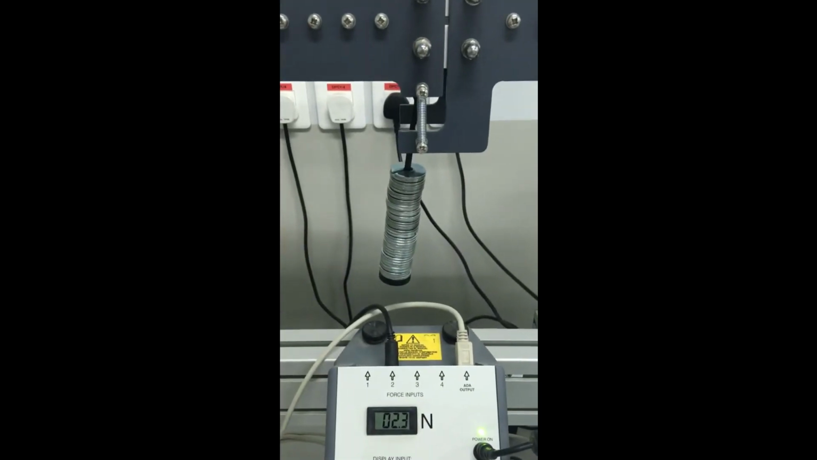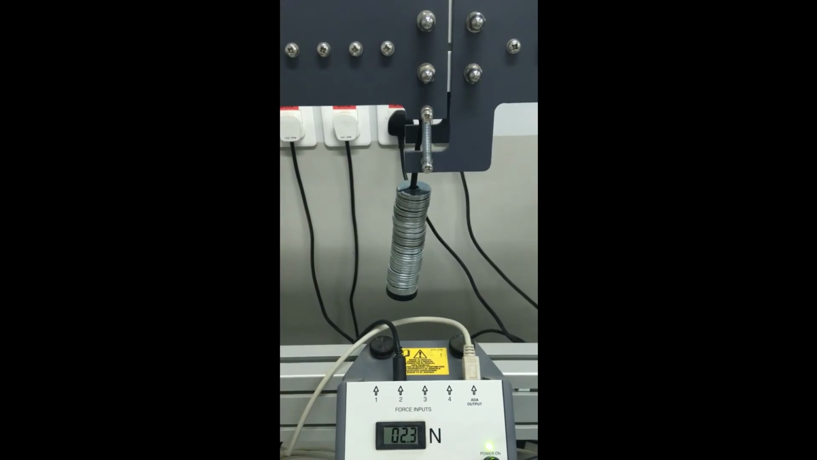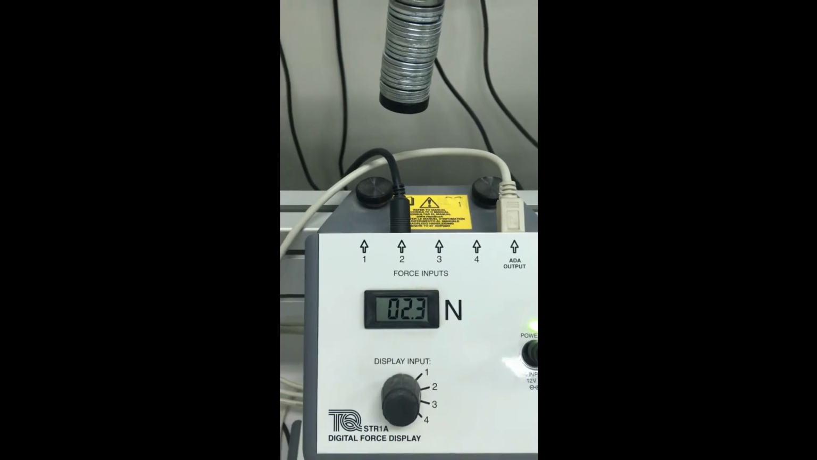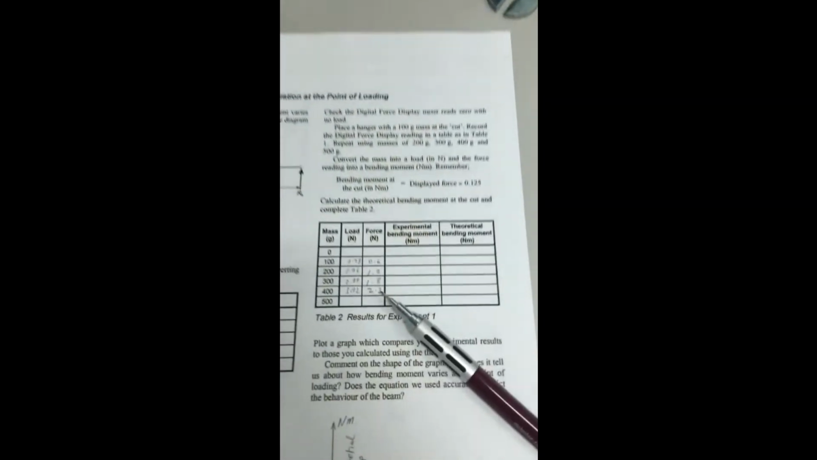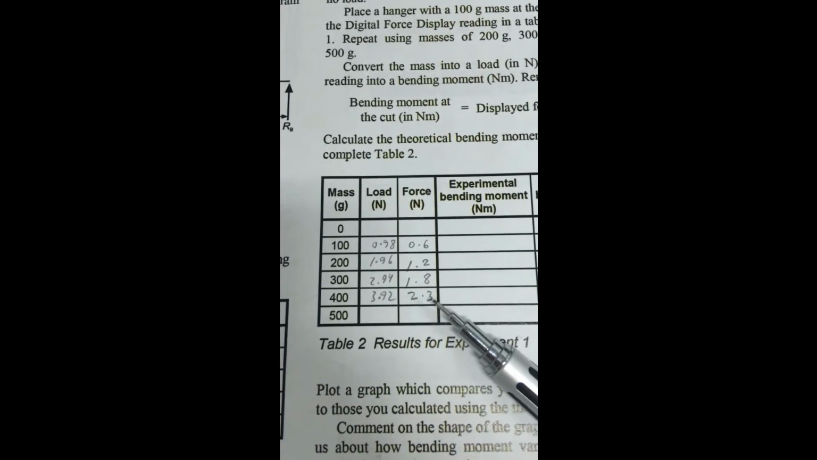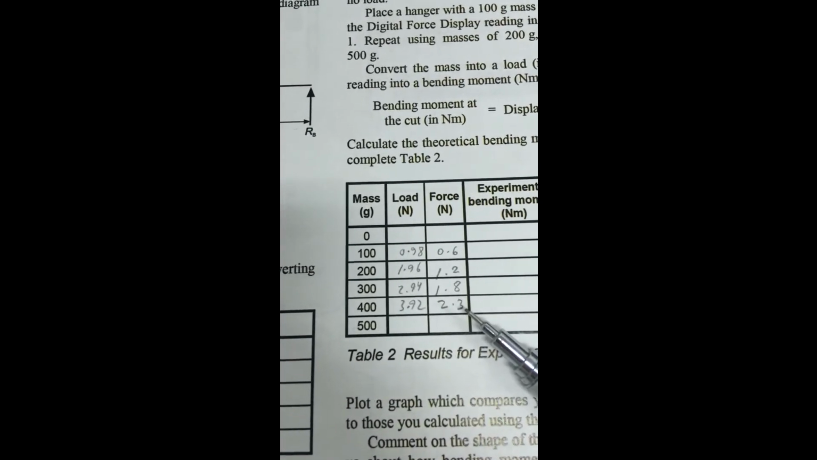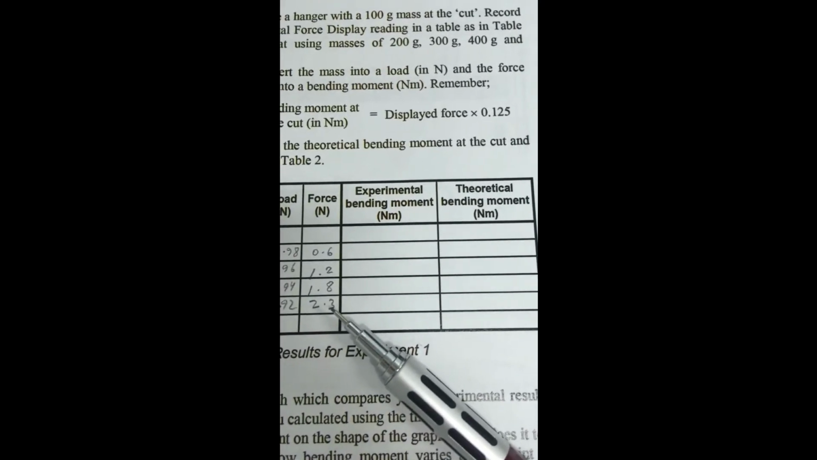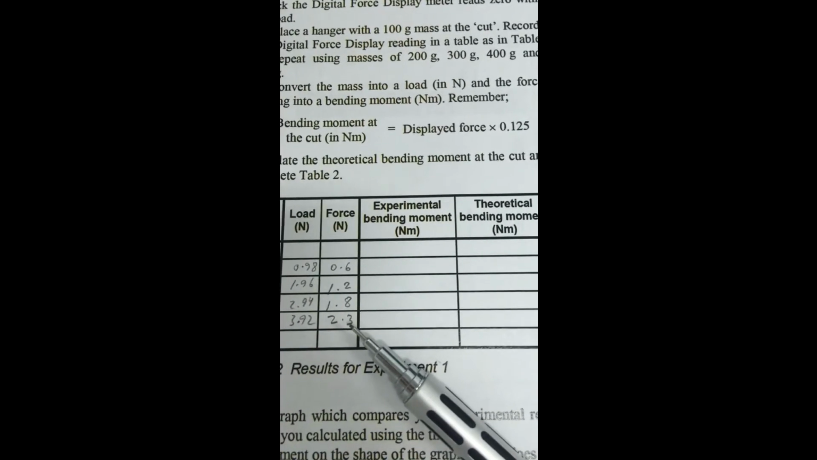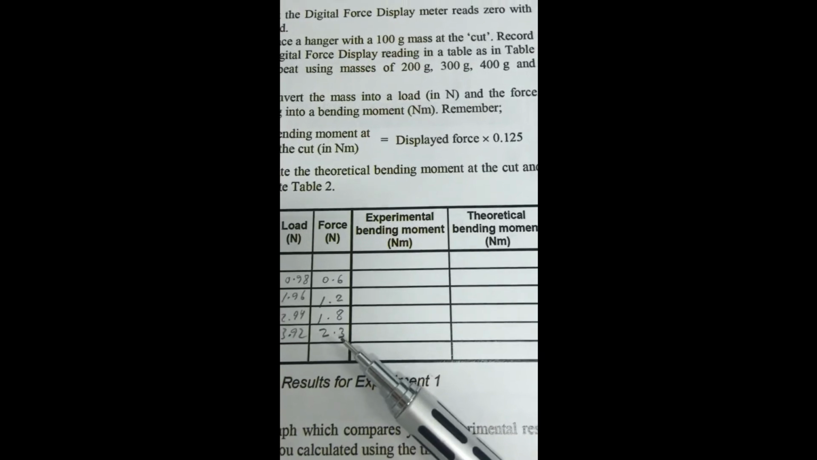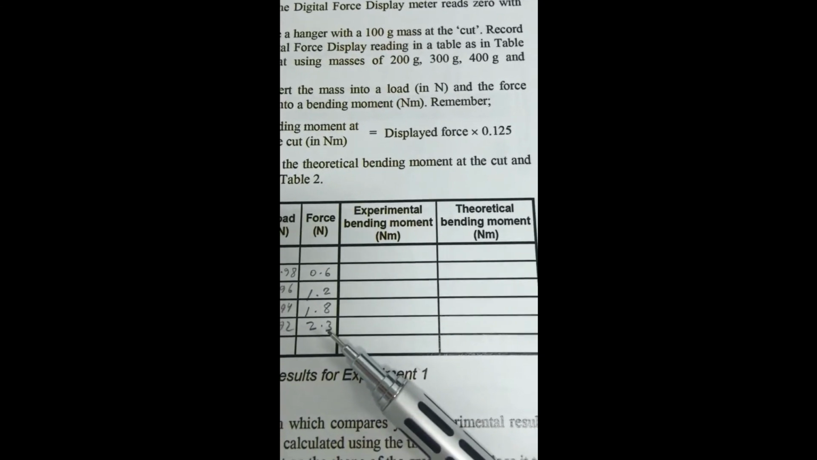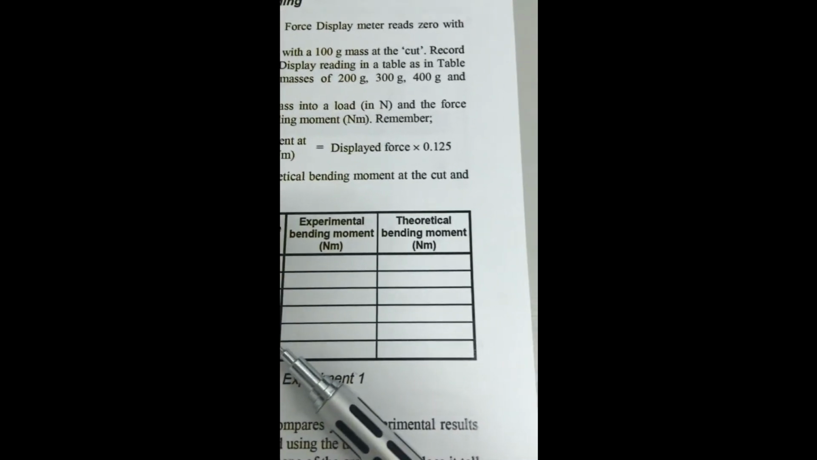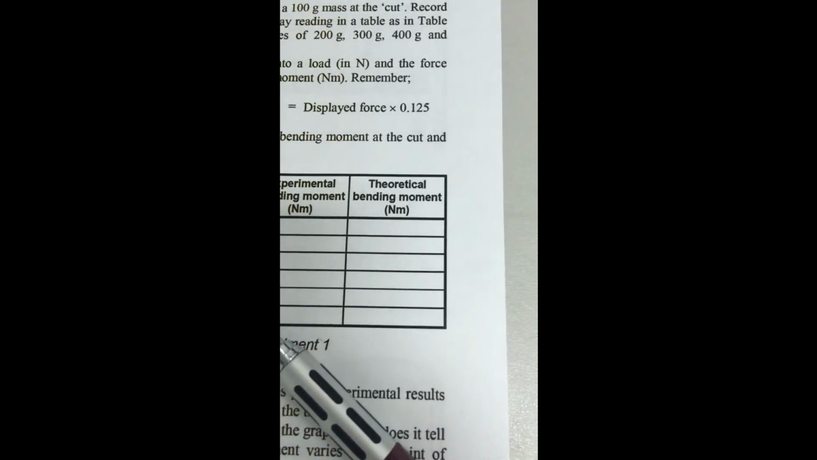Now, after changing the loads one by one, we have reached up to the 400 grams load, and we can read at the cut location 2.3 Newton force, and we can record this on the table as 2.3 Newton force, and the load which was added was 3.92 Newton. Now we need to calculate the experimental bending moment by multiplying this load displayed on the force meter by 0.125, and also we need to calculate the theoretical bending moment using the equation which was explained before.